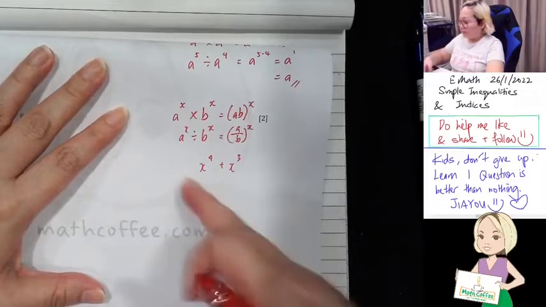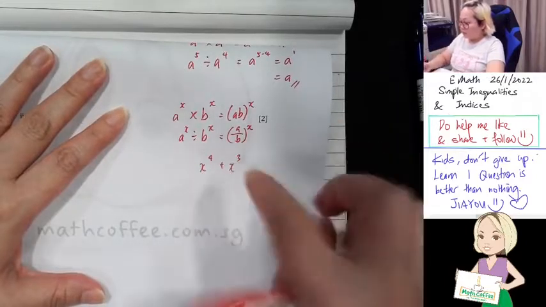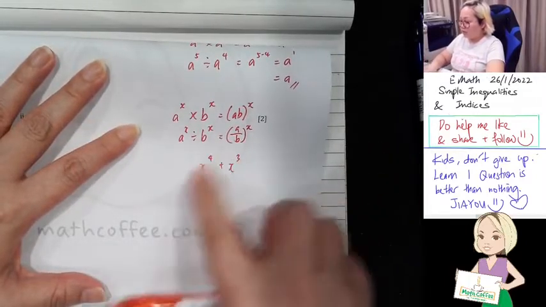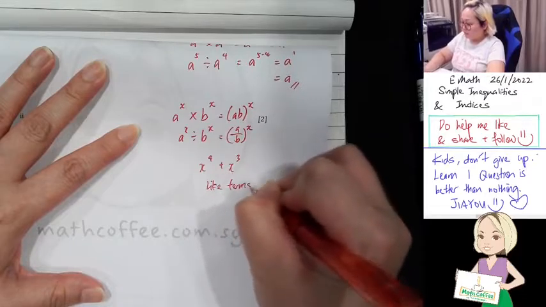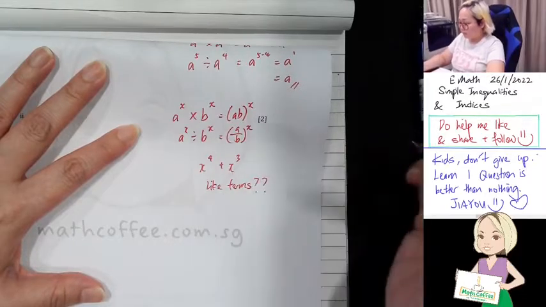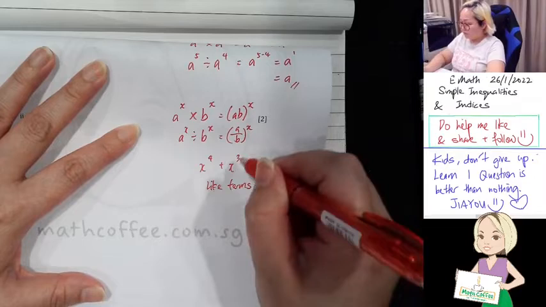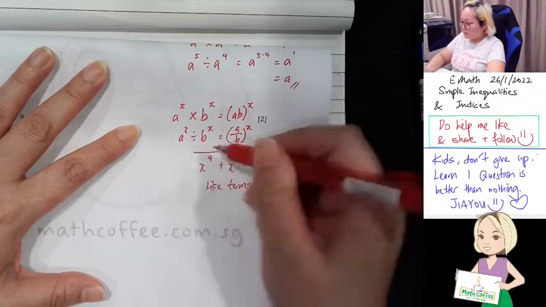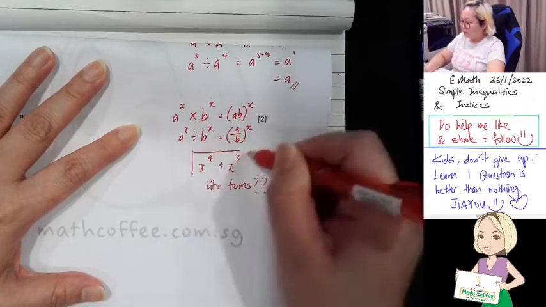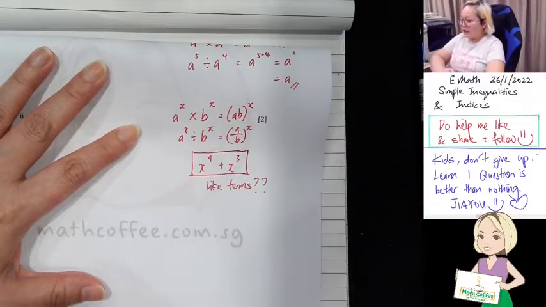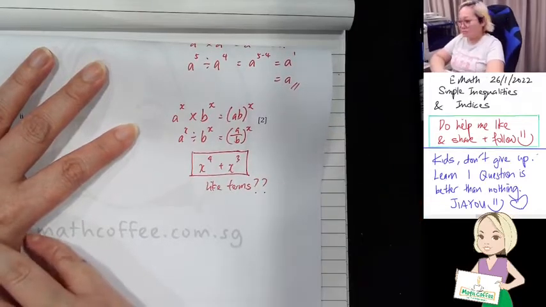Okay, are they like terms? Is these two like terms? x⁴ plus x³, are they like terms? This is Singapore Math Sec 3 EMath Indices. So, come kids, x⁴ plus x³, are they like terms?